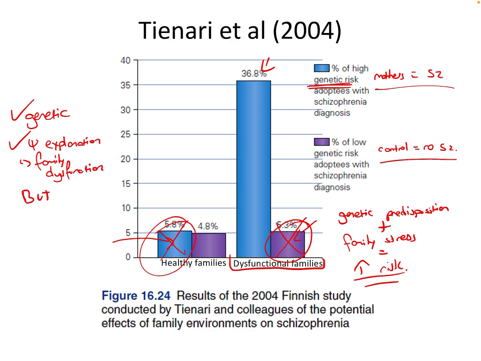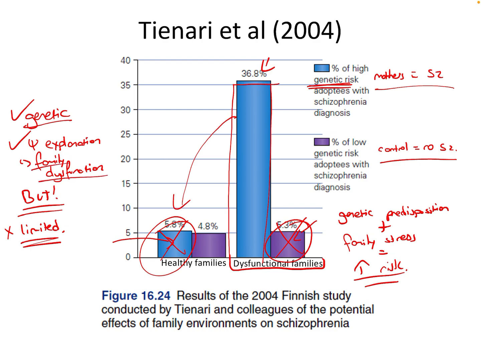But it also shows that both of those explanations are limited, because genetic explanations alone do not explain why this group was at increased risk, but not this group. And it also shows us that the family dysfunction explanation is also limited, because family dysfunction seems to only be a factor that increases risk when somebody already has that genetic vulnerability. And so this is a fantastic study because it both supports biological and psychological explanations, but it also provides a criticism of them.